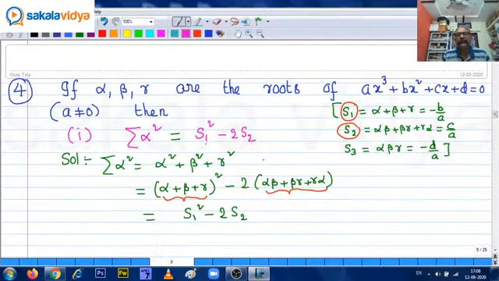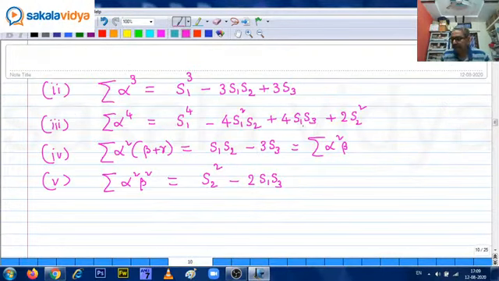Sigma alpha square, s1, s2, s3. With the help of this only we need to find out all these things.